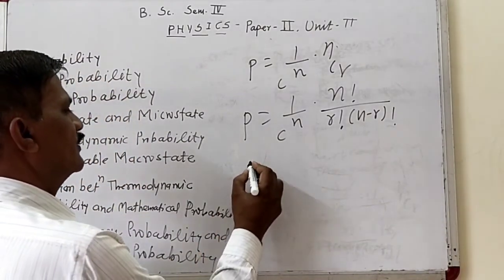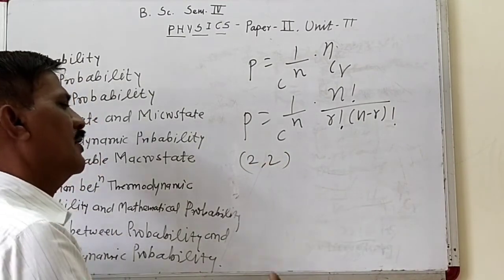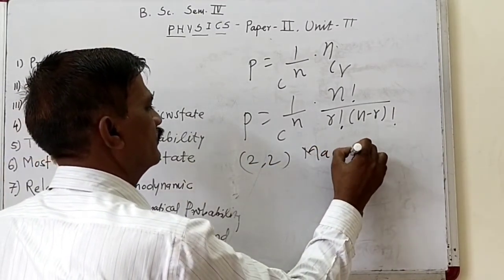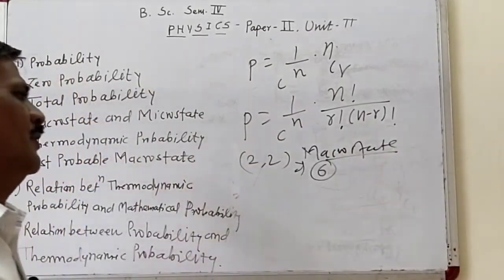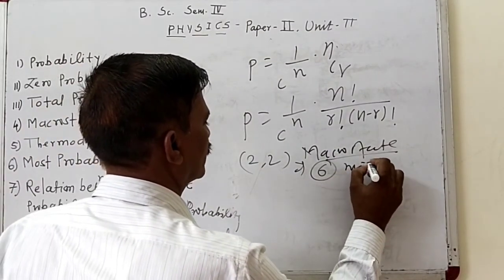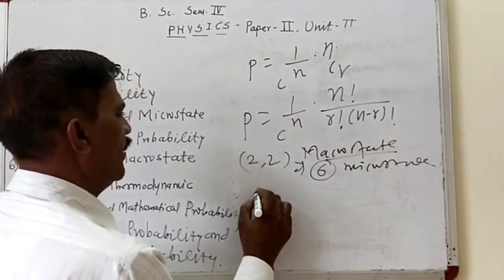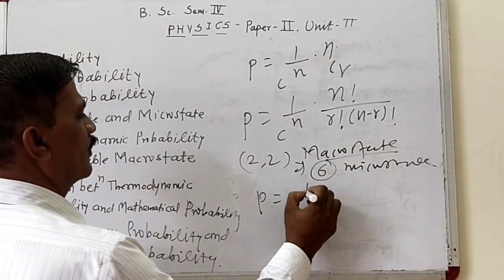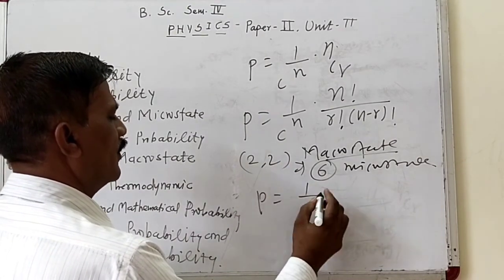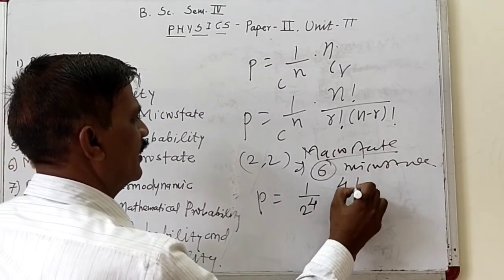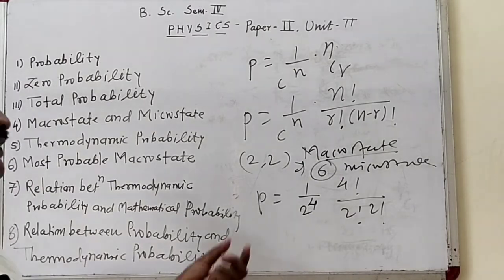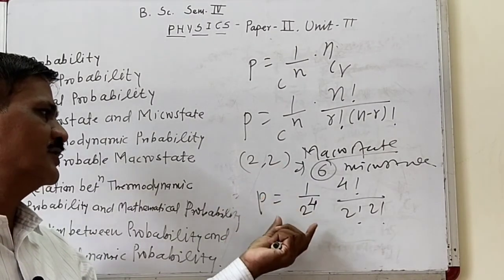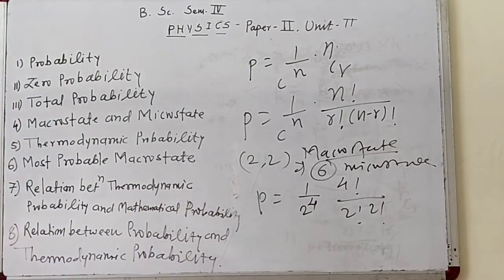Here, suppose we take this macrostate. In this case, the total number of microstates is 6. We know the examples already. Here, when you put in this formula, P equals 1 upon, how many compartments? 2 compartments. How many particles? 4 particles. Total number of particles, 4 factorial, here 2 factorial. This is the probability of this macrostate for the system of 4 distinguishable particles. And we stop here today.